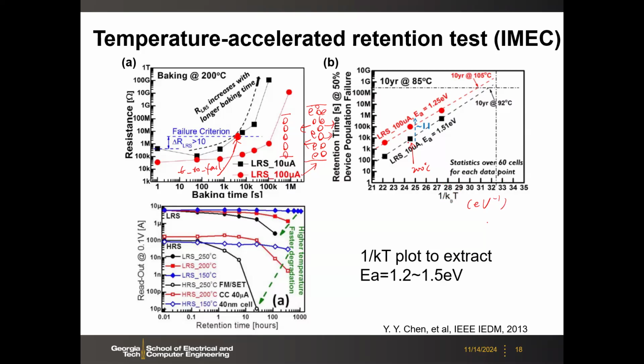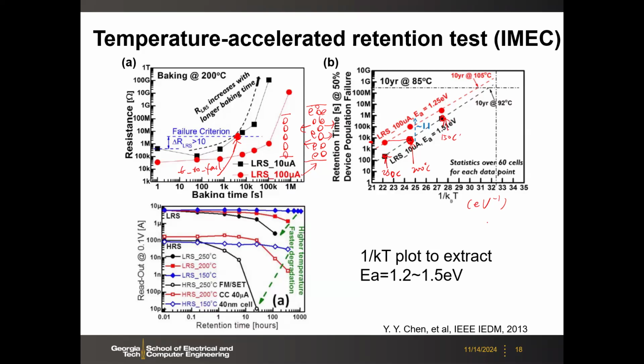And anyway, here, this is the time to failure you record. This is time to failure, okay? You record from here. This is one data point. And then you vary the temperature, right? For example, 250C or 150C, then you get a different time to failure, okay?